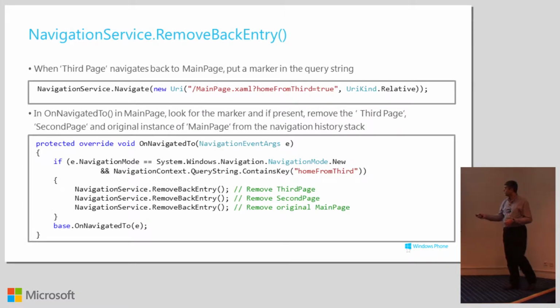So if you see here, we remove the back entries so that when the user presses the back button, we are out of the application. And here we are passing the URI. It says homeFromThird equals true. So if I'm checking in code that it is homeFromThird, then I have to remove so many back entries to go back to the home page.